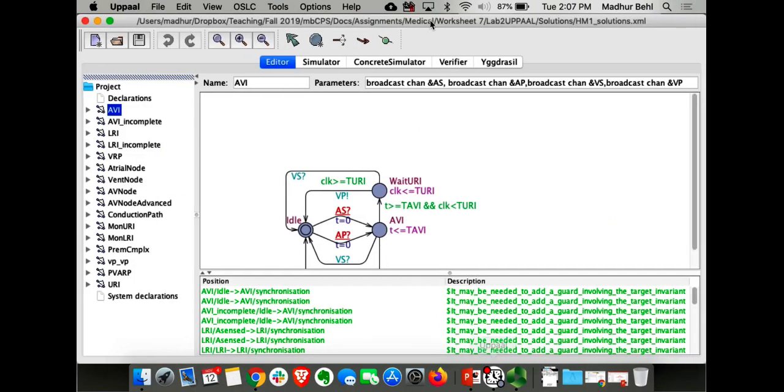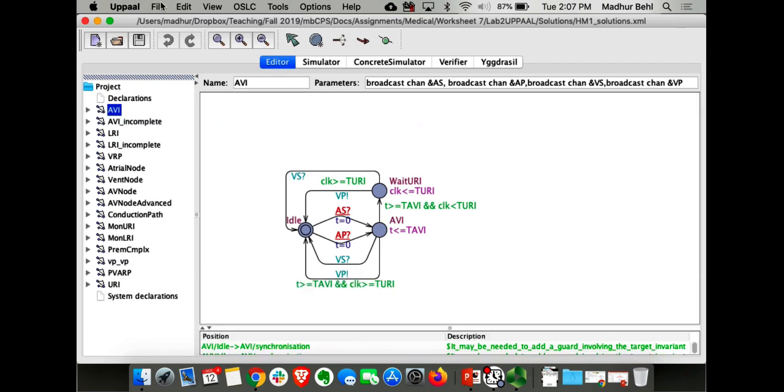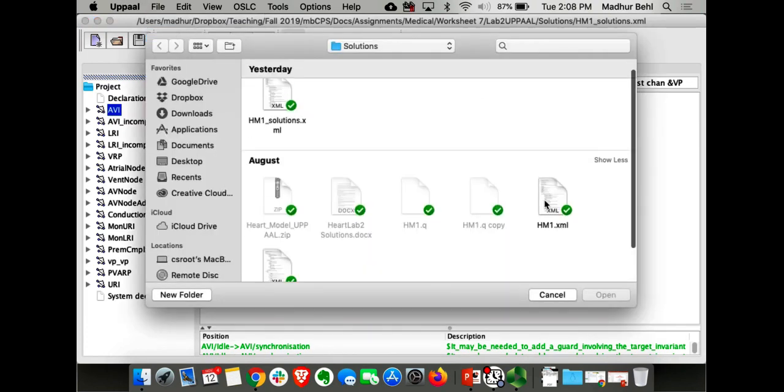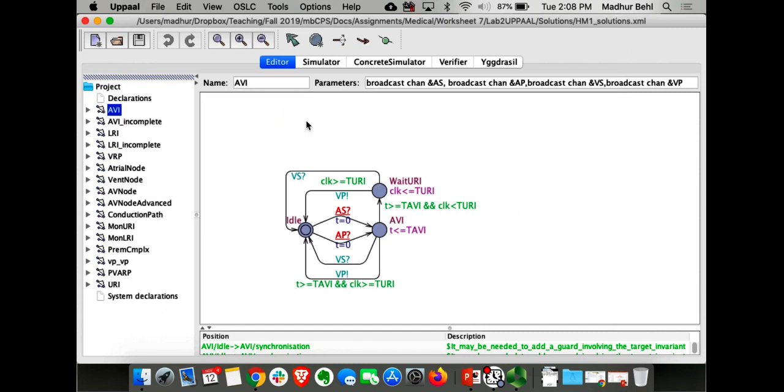Okay, so I'm going to jump into Uppaal right away. So what I have done is I went to File, Open System, and then what you have in the template is hm1.xml. I'm uploading the solutions to mine because I have to show you some stuff. But what you have to turn in for your assignment is essentially the solution file. So it's already open, so I won't play with it.